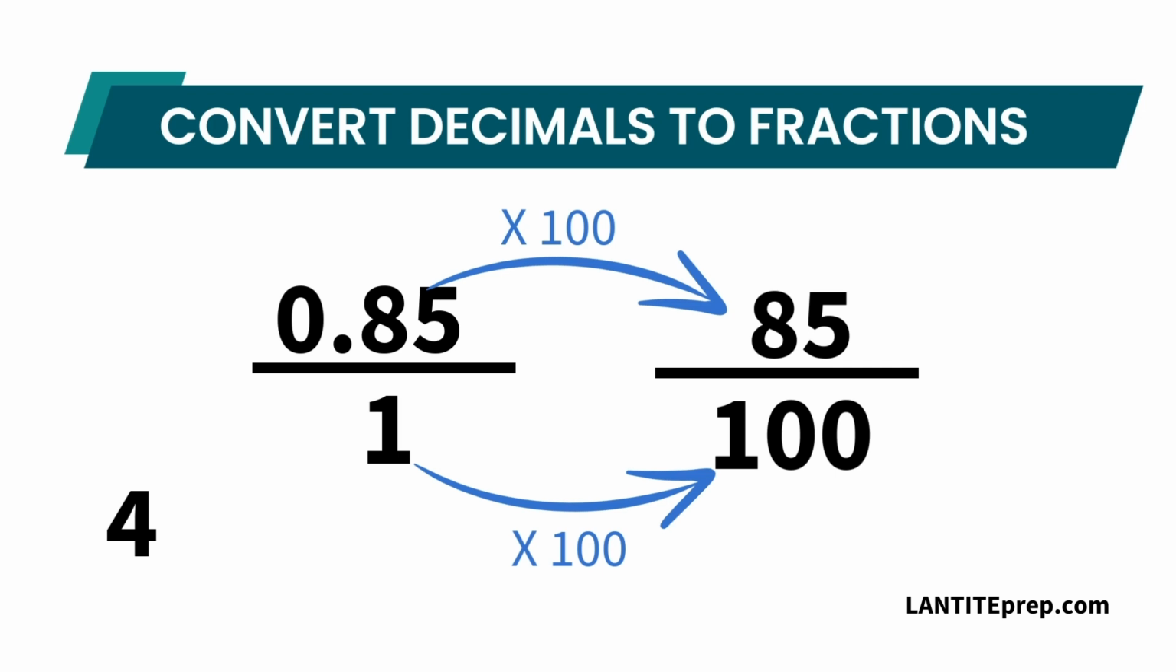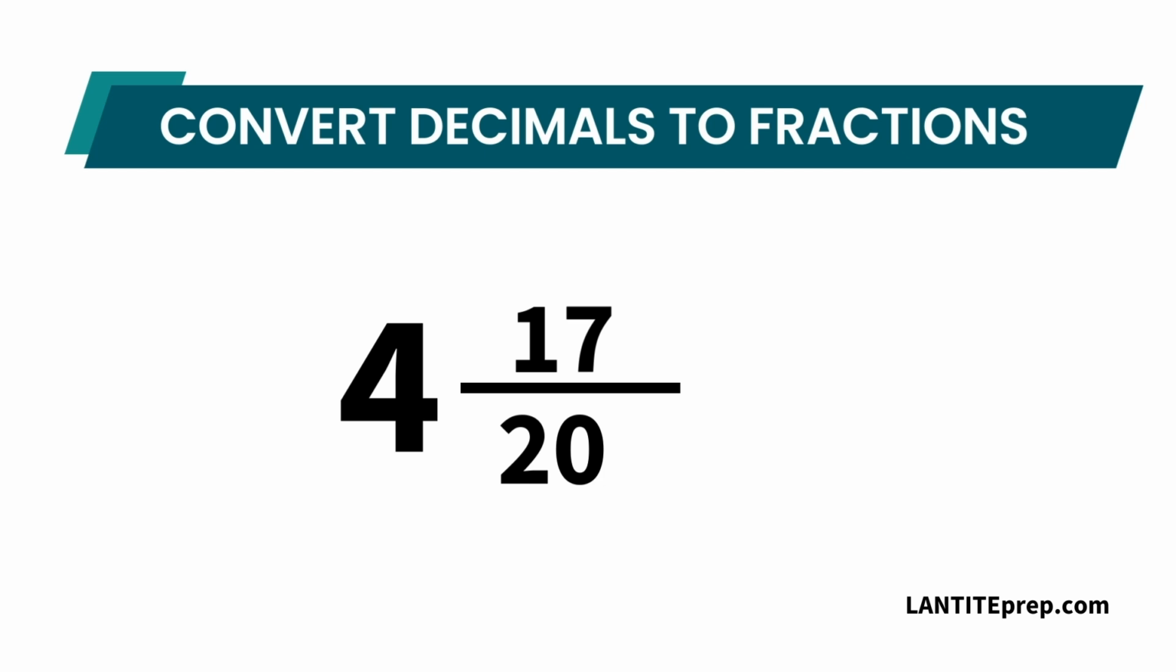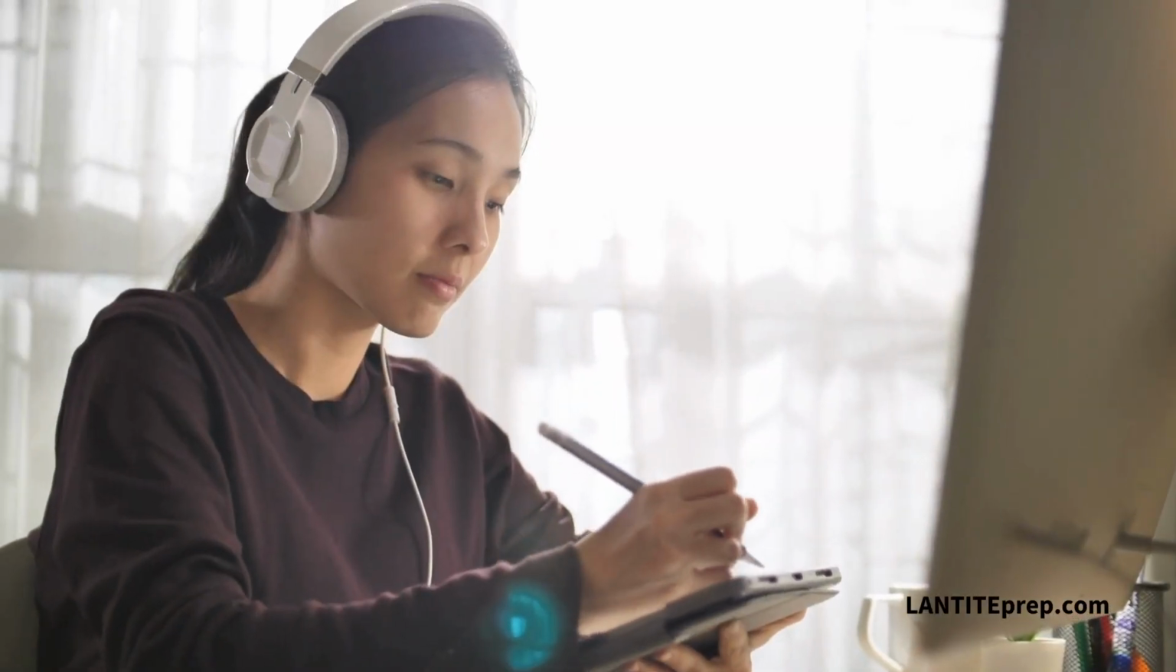Next, we'll want to reduce the fraction to the simplest form by dividing each number by the highest number that can be divided into each 85 and 100, which is 5 in this case. And we arrive at 17 over 20. Now, we want to bring back the 4 from the original problem to make the mixed fraction of 4 and 17/20. Great job with this refresher lesson.